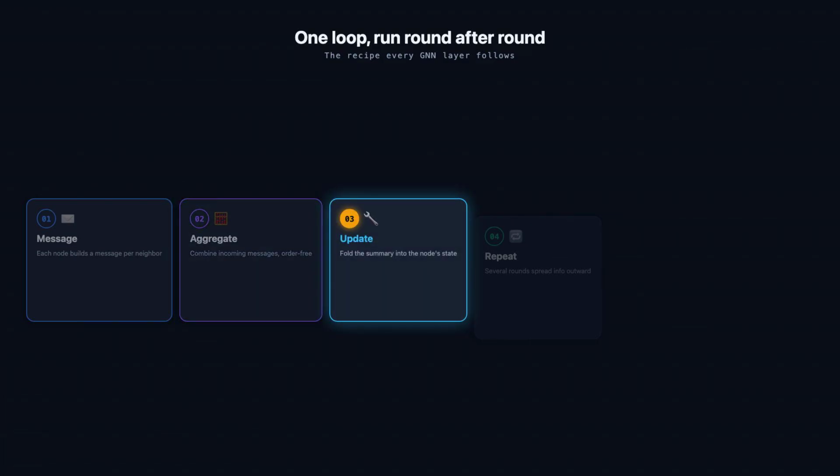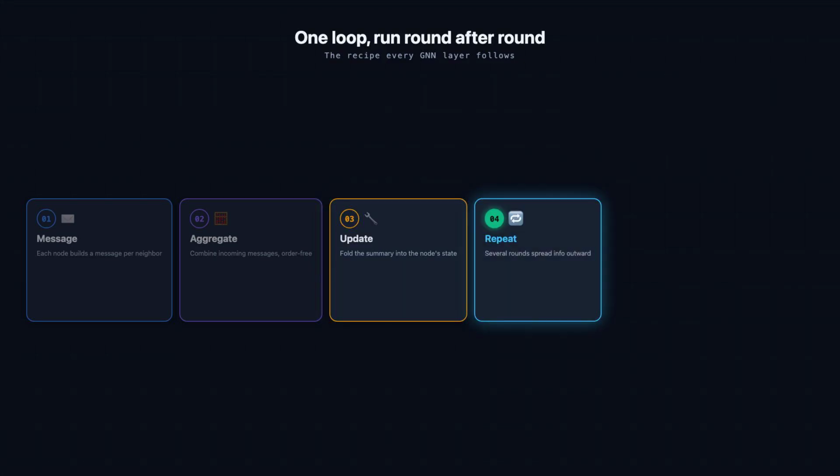Next, the node updates its own hidden state using that aggregated summary, often through a small neural network. It folds in what it just heard from the neighborhood, arriving at a fresh representation of itself for this round. Finally, you repeat the whole loop for several rounds. Each round pushes information one step further out, so after a handful of rounds, every node effectively knows about its wider neighborhood, not just its immediate contacts.